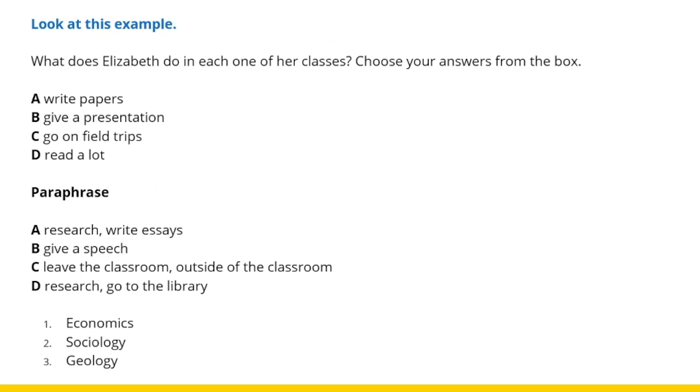All right, guys, so look at the following example we have from the authentic IELTS test. The IELTS test is asking you, what does Elizabeth do in each one of her classes? Choose your answers from the box. You are given A, B, C, D. For example, A, write papers, B, give a presentation, C, go on field trips, and D, read a lot. And you also see the paraphrase that I have written about these answers.